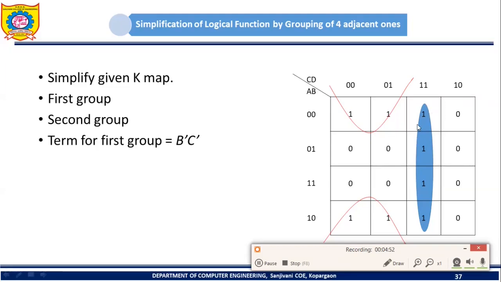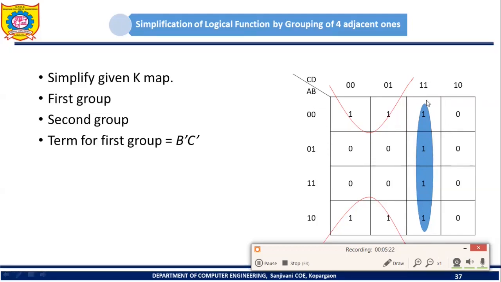Okay, now consider this second group. So can you tell me the term which will correspond to this second group? So for this second group, again we have to check which variables are constant and which variables are changing. So for this group, what about A and B? So whether A and B are constant? No. So see, here A is 0, here A is 1. So for this group, A is changing. Similarly, what about B? So see, B is 0 here, and then B is 1 here. So B is changing for this group. So I should discard A and B.